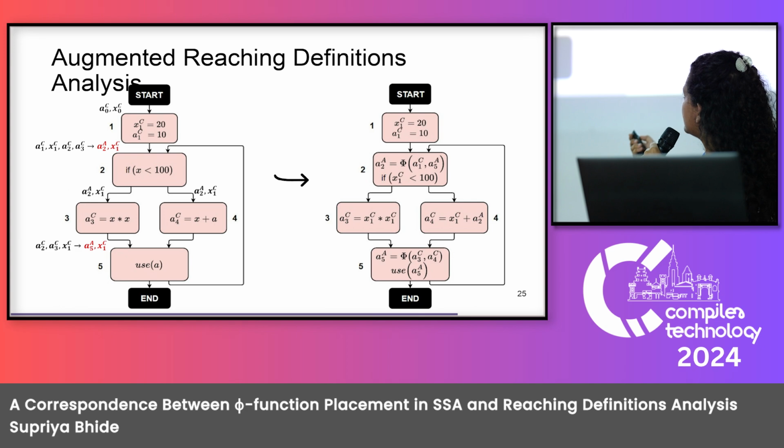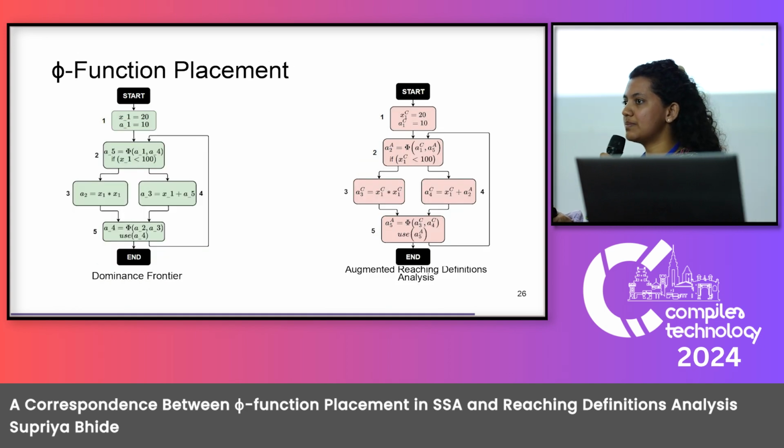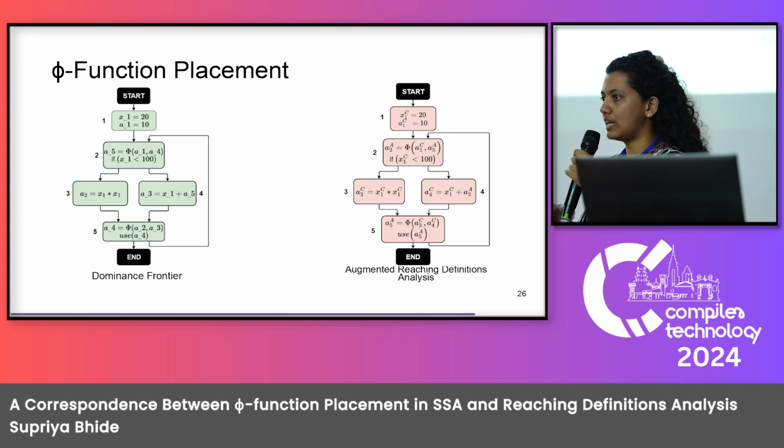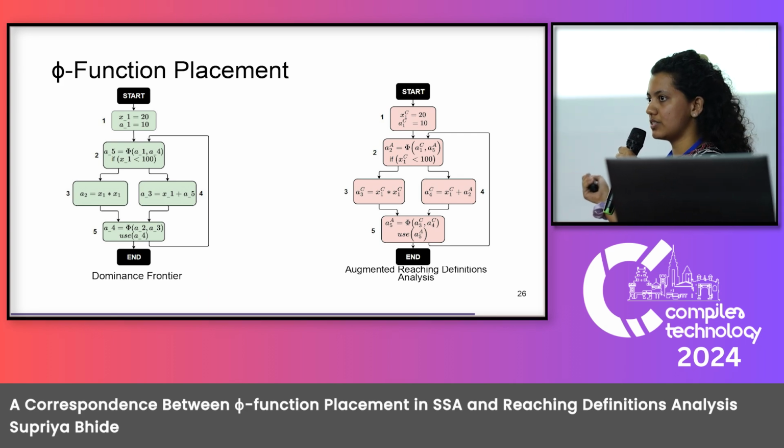So observe that we have placed phi functions at these nodes wherever we generated new definitions, and the phi function placement that was given by dominance frontiers that we used for classical SSA phi function placement coincides with what we got using our augmented reaching definitions analysis.